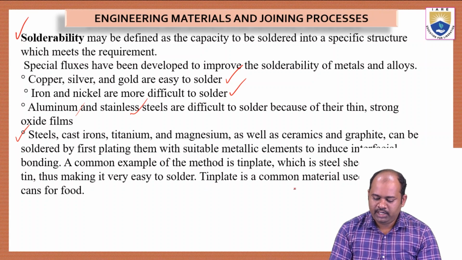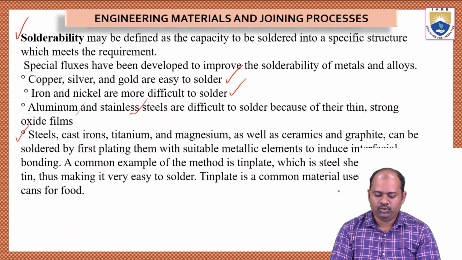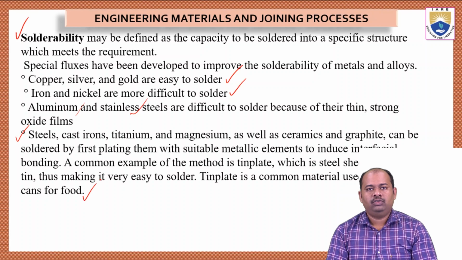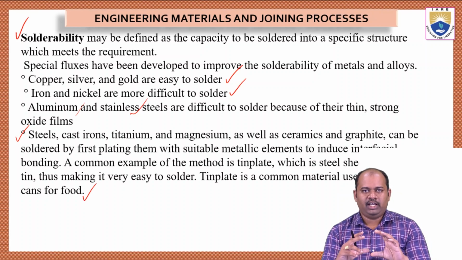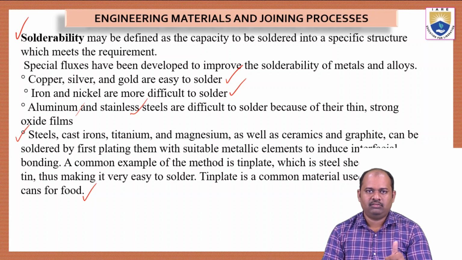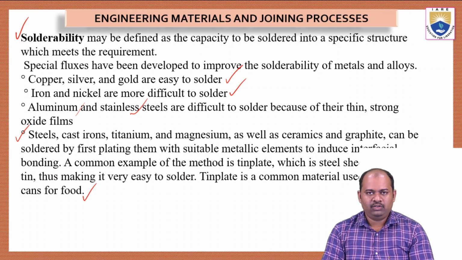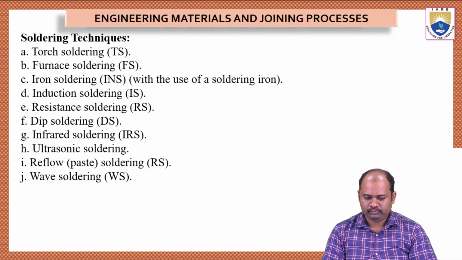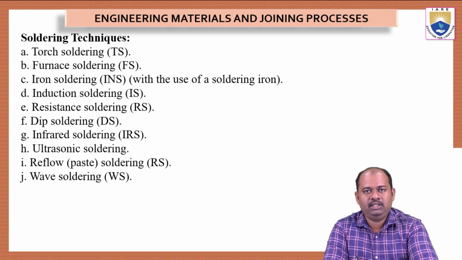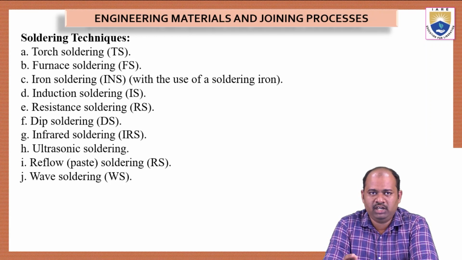Tin plate is a common material used in making cans for food. So this tin plate, which is used for canning foods, like foods are stored in cans, like thumbs up cans, these are soldered with the help of soldering technique. So let us see some soldering techniques. There are multiple soldering techniques depending on the application.